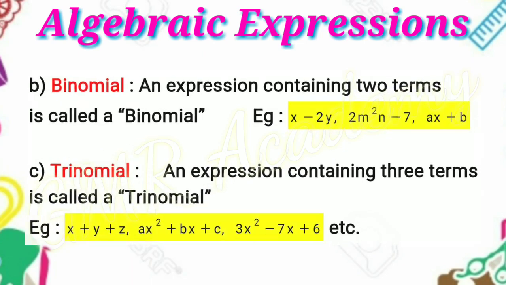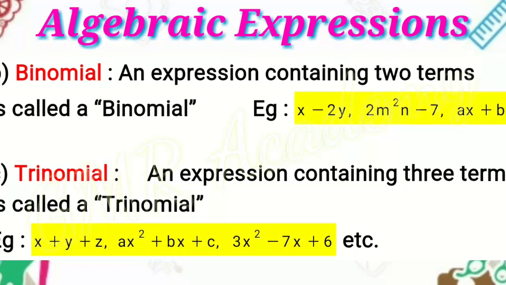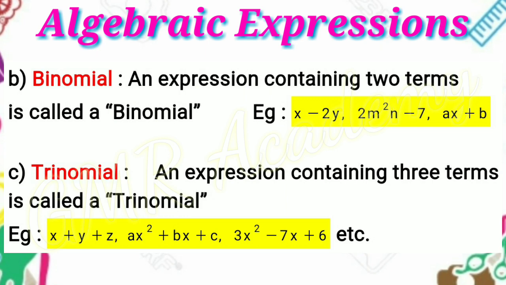Binomial. An expression containing two terms is called a binomial. For example, x minus 2y. x is the one term and 2y is the other term. Why? In between we are using a minus sign. Minus means the expression is divided into one more term. That means in x minus 2y, two terms are there. So this is called a binomial.